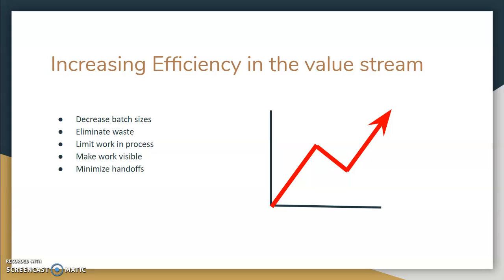To achieve this, you need to do things such as decreasing batch sizes, eliminating waste, limiting work in process, making your work visible, minimizing handoffs. All of those things help an idea to become a product or a service that can be built on and improved on until it becomes something that an end user will use.